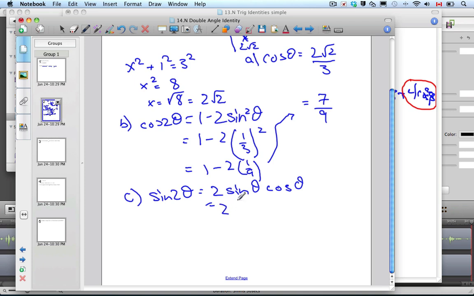Sine theta is 1/3. What was our cosine? Right here, 2 root 2 over 3. So 2 times 1/3 times 2 root 2 over 3. I multiply the top and get 4 root 2, and 9 in the bottom. So 4 root 2 over 9.